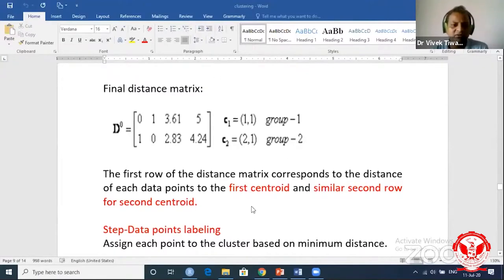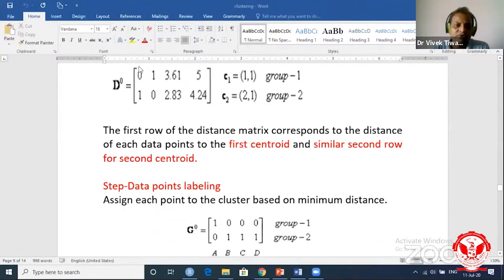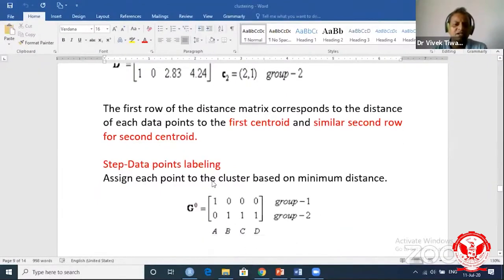After the distance matrix, I have to label it. So what is the meaning of labeling? Try to understand. That is data point one. Data point one has a distance from centroid 1 of zero. The same data point has a distance to centroid 2 of one. So you can easily understand that this data point is much closer to centroid 1, because the distance to centroid 1 is less than the distance from centroid 2. That's why it is a part of cluster 1. So that is called the labeling matrix.